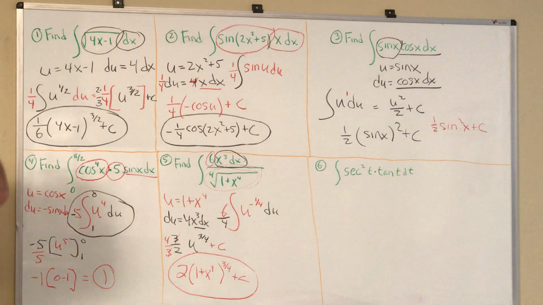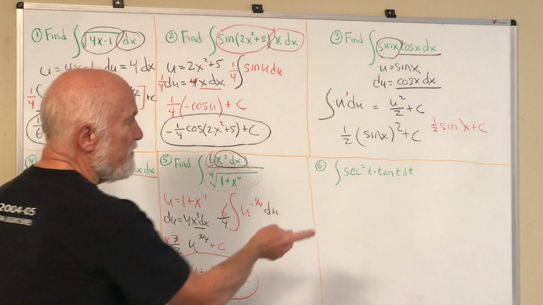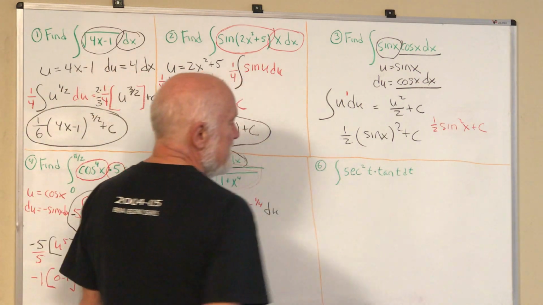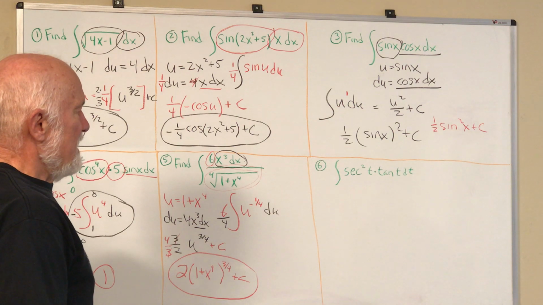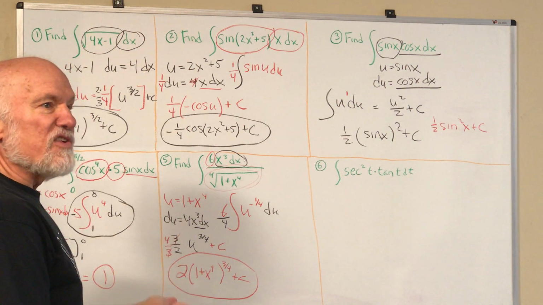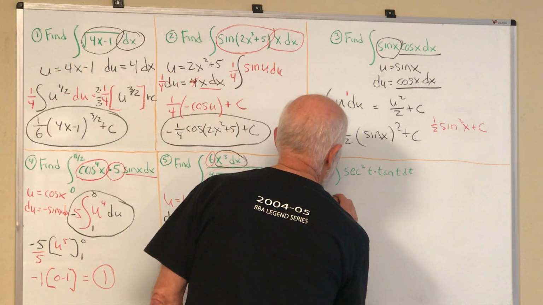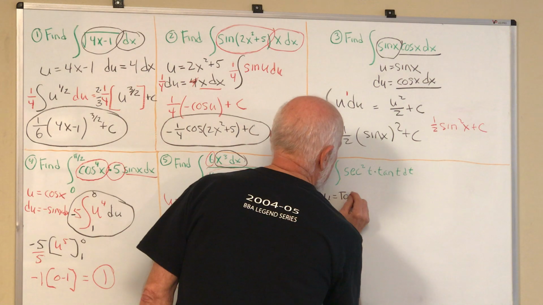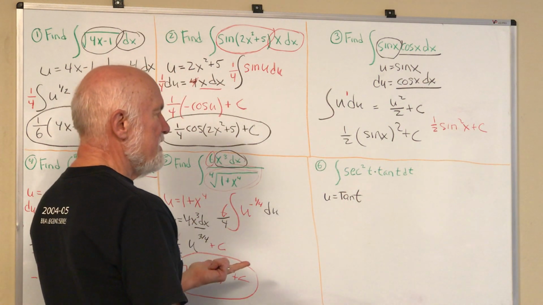So let's end this off with one other one that's got secants and tangents, and boy, this is going to be tough. And we're not using x, we're using a different variable this time, t. That shouldn't bother us. I'm not sure exactly where to go, but I don't have too many choices. So let me just try to let u be tangent of t. Let's see if that works out.